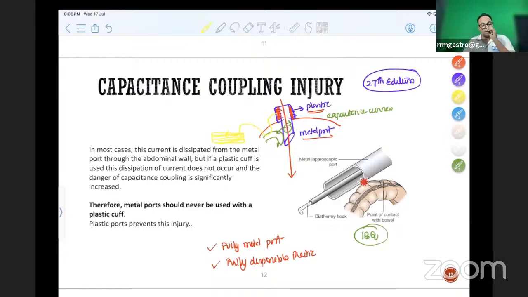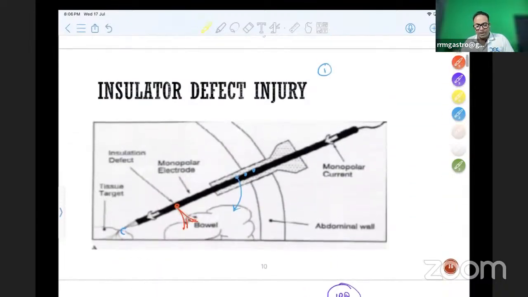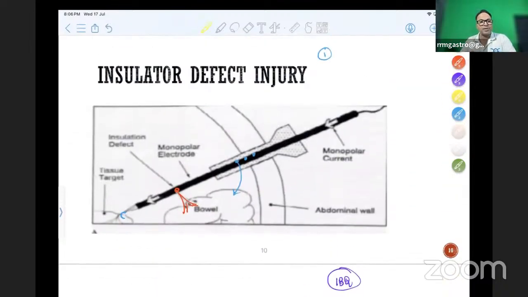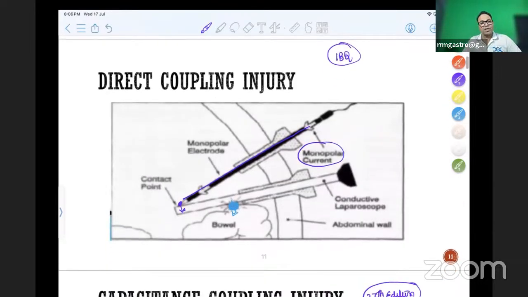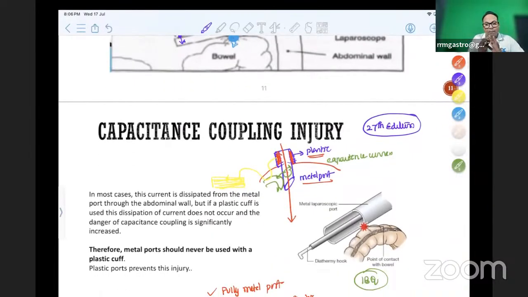So please understand the three types of injuries in diathermy. Don't forget the three injuries. Diathermy induced bowel injuries: insulator defect injury, number 1, is very common in developing countries due to using the same instrument for a long period of time. Direct coupling injury by touching a metal object. Capacitance coupling injury is obsolete now.